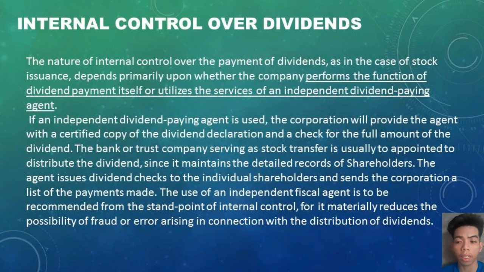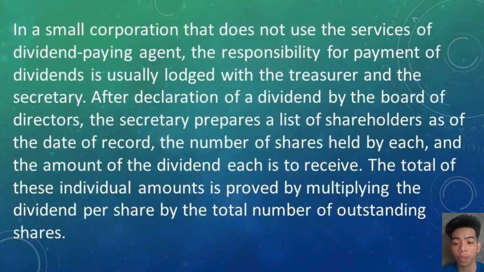The bank or trust company serving as stock transfer agent is usually appointed to distribute the dividend. Since it maintains the detailed records of shareholders, the agent issues dividend checks to the individual shareholders and sends the corporation a list of the payments made. The use of an independent fiscal agent is to be recommended from the standpoint of internal control, for it materially reduces the possibility of fraud or error arising in connection with the distribution of dividends.